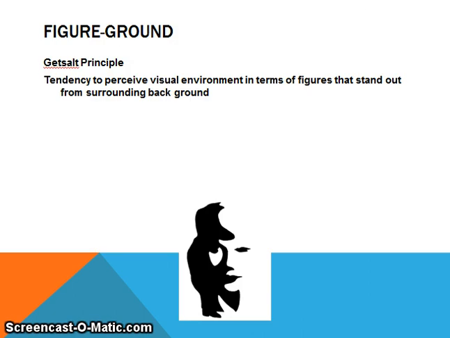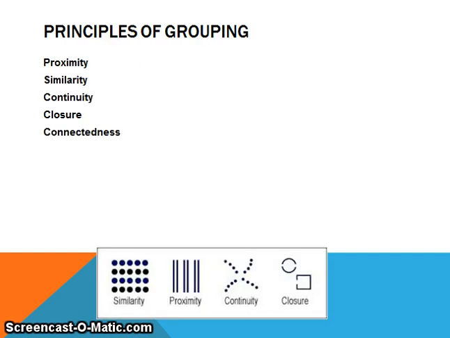First, we're going to go into figure-ground, which is like a Gestalt principle, and it's the tendency to perceive the visual environment in terms of figures that stand out from the surrounding background. Like, this woman's face is only visible because of the black part that stands out from the white background, and we can put all that together and see a woman's face even though there's no clear outline of the woman's face.